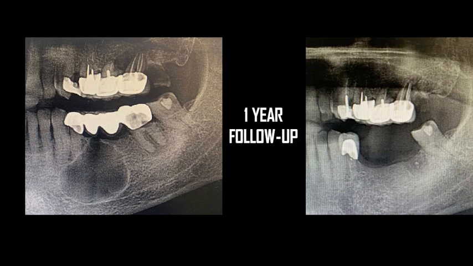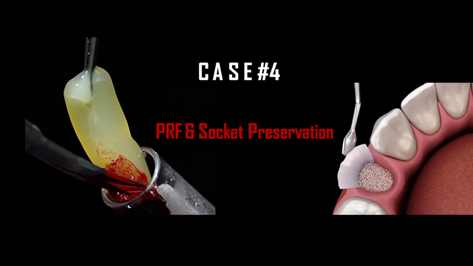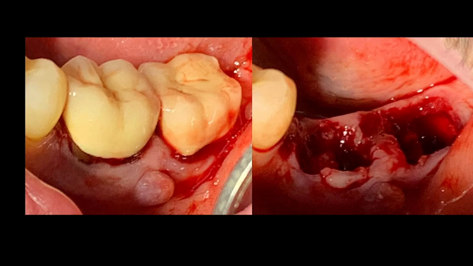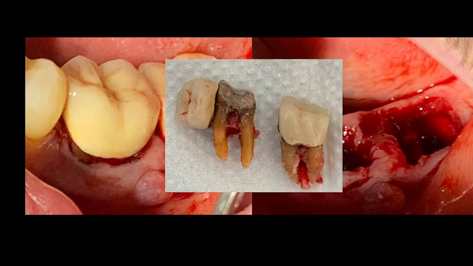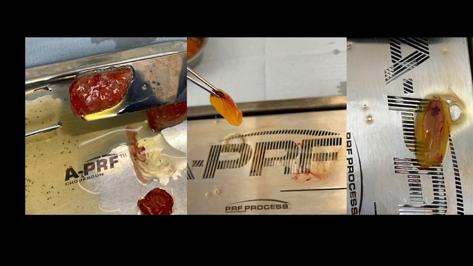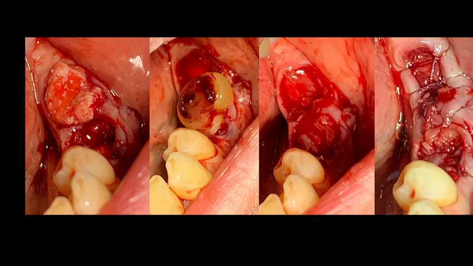Case number 4 is about PRF and socket preservation. After extraction of these hopeless first molar and second molar, we want to put implants in place, but first we want to perform socket preservation. First we extract the teeth, and then we prepare the sticky bone. We put the sticky bone in place and the PRF membrane above the sticky bone, as we can see in this slide.